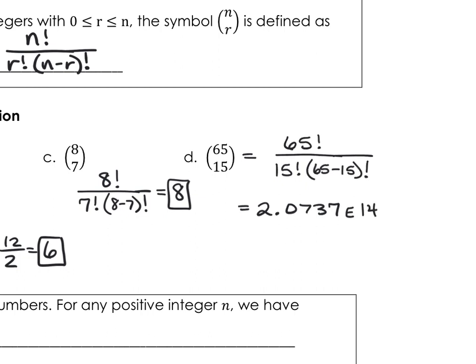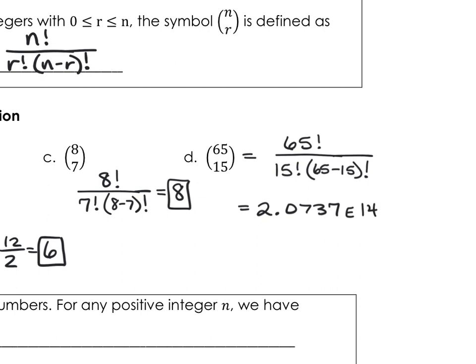So on your calculator, the E is scientific notation. So if you were to write this number out, and I did on my notes, it's 207 trillion. We can leave it in scientific notation. 207 trillion.